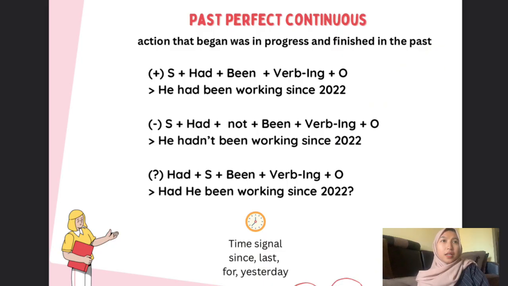positive sentence, subject plus had plus been plus verb ing plus object. For the example, he had been working since 2022. In the negative sentence, we only add not. For the example, he had not been working since 2022. In the interrogative sentence is had he been working since 2022?